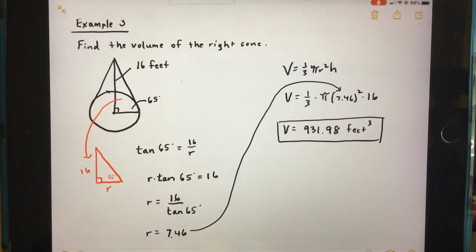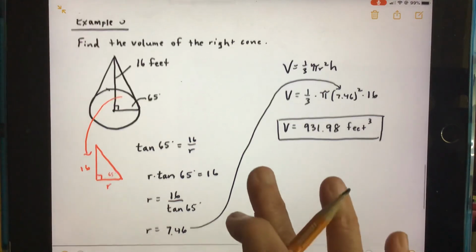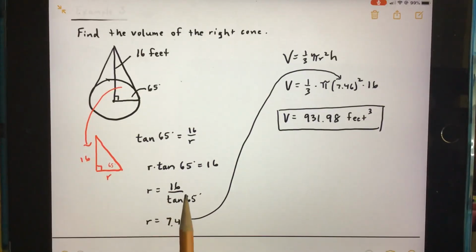The next thing I'm going to do is use cross products. R times tangent of 65 is 16. Then I'm going to divide both sides by the tangent of 65 degrees. That will make the tangent of 65 degrees go away on this side, and it will show up on the right-hand side underneath the 16. So my radius will be figured out by using my calculator to work out 16 divided by the tangent of 65 degrees. Make sure you're still in degrees mode in your calculator when you work that out.